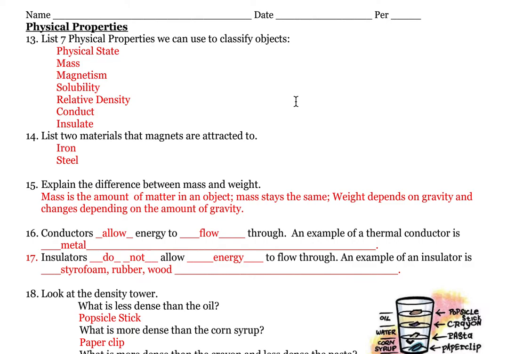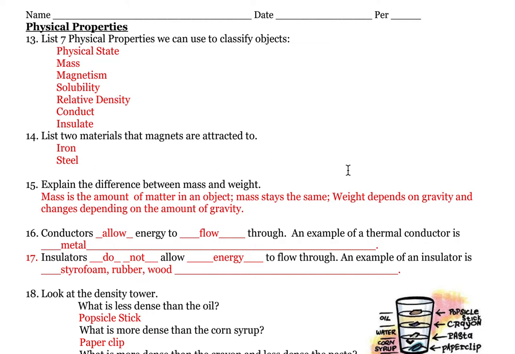Physical properties. Number 13, list 7 physical properties we can use to classify objects. We used these in our stations at the beginning of this unit. It's physical state, mass, magnetism, solubility, relative density, conduct, and insulate. Number 14, list 2 materials that magnets are attracted to. Iron and steel are the examples I have. If you have another metal listed, that is fine. Just make sure that you have iron as one for sure.